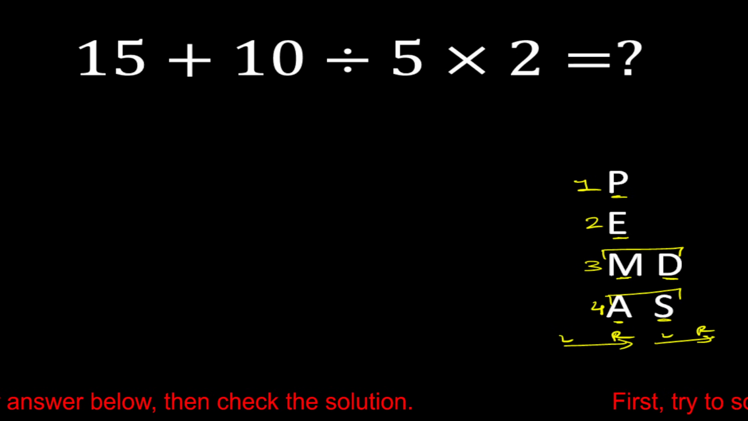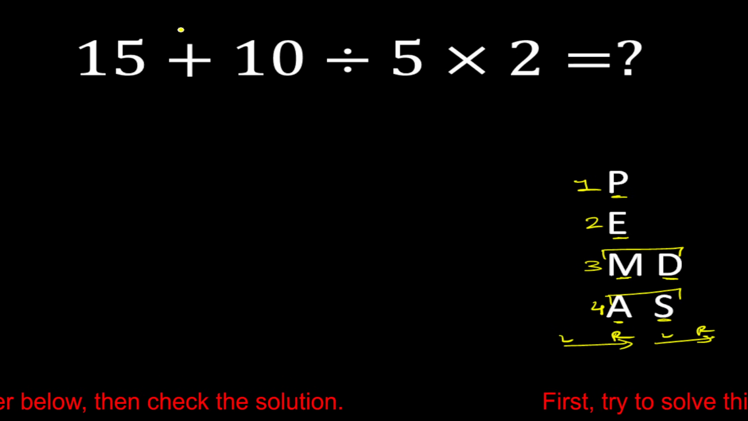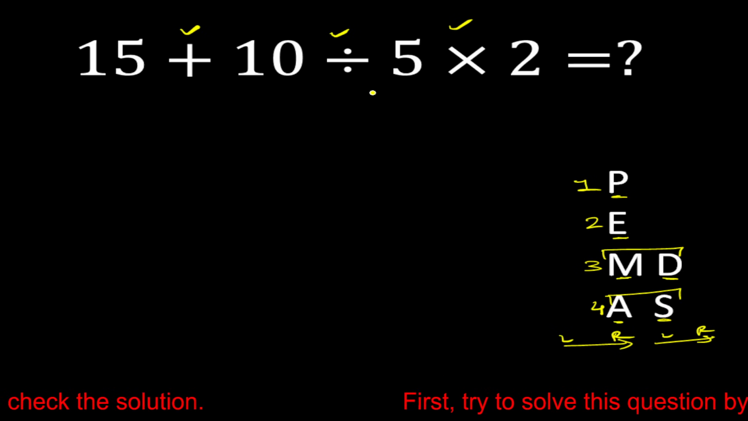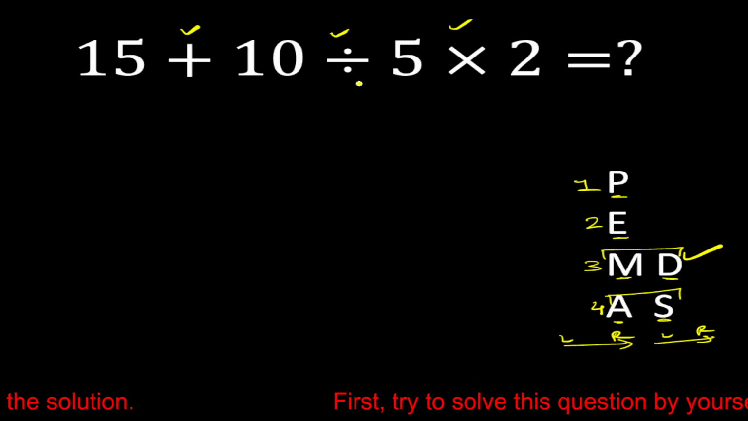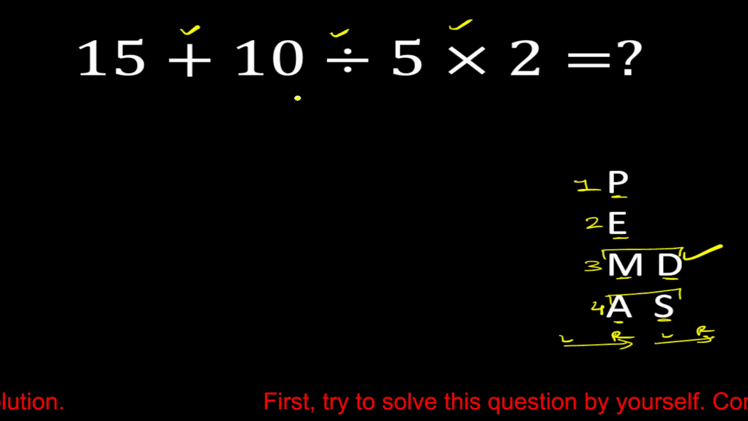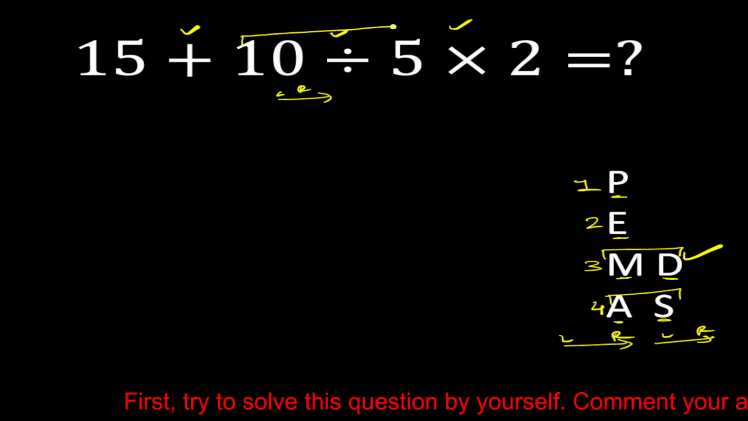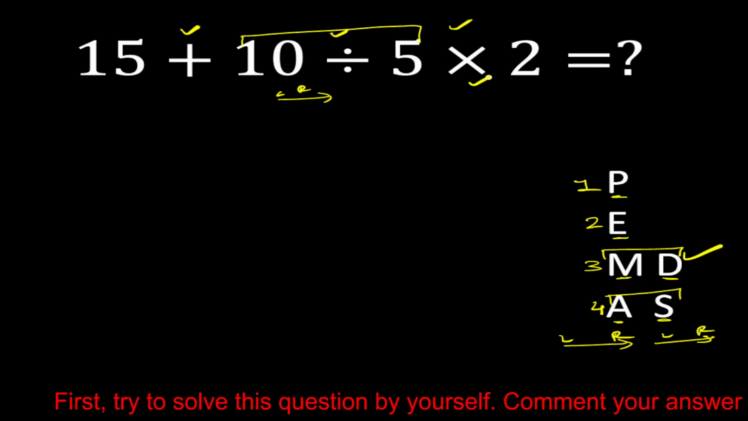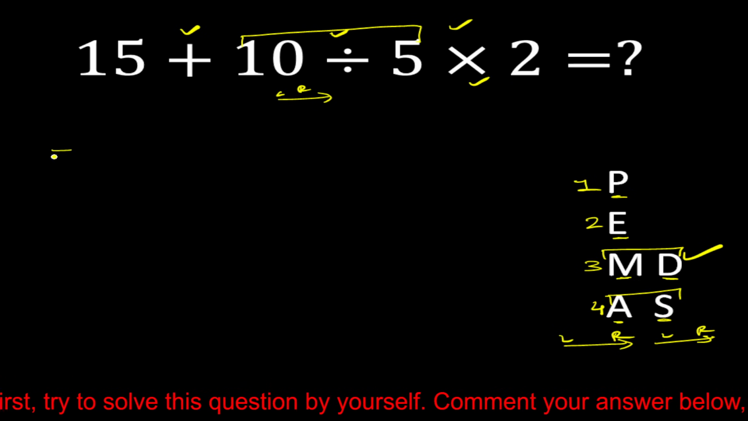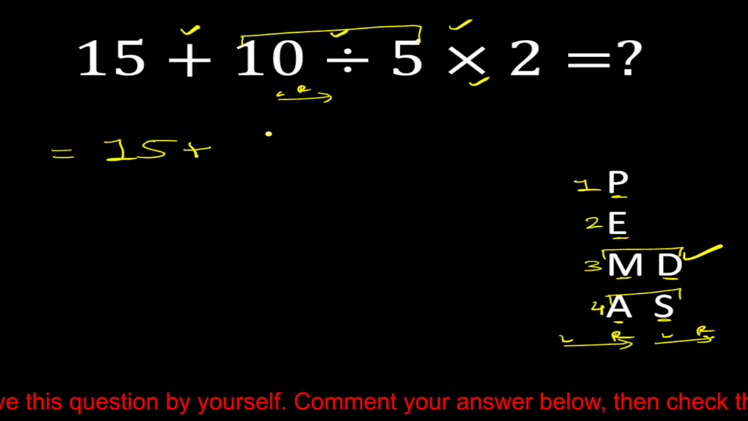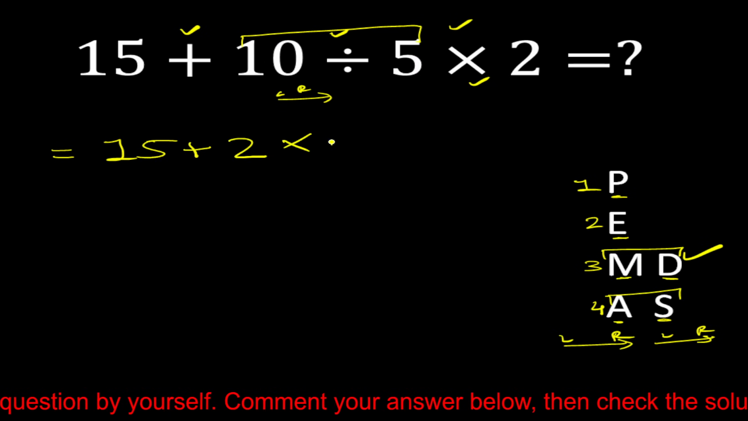Okay, in this question we have one addition, one division and one multiplication. So first we have to solve multiplication and division, and both have equal priority, so we have to solve it from left to right. Okay, so first we have to solve this division, then we have to solve this multiplication. So it is equal to 15 plus, now 10 divided by 5 is equal to 2, multiplied by 2.